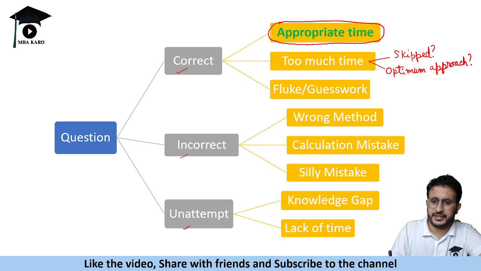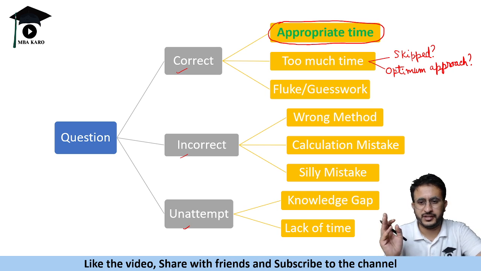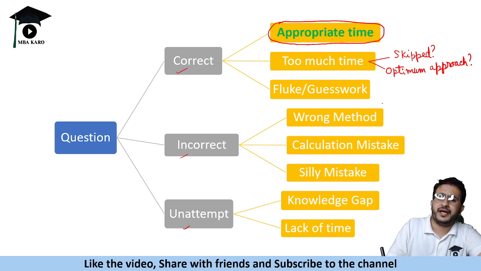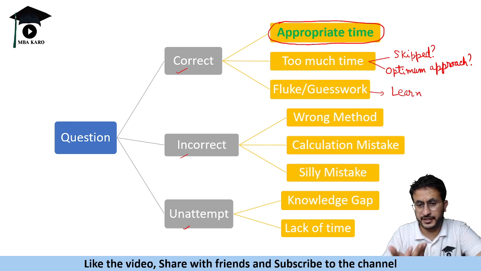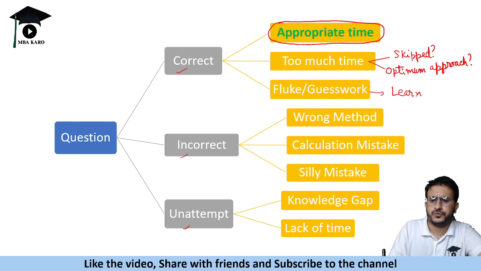If you did a fluke or guesswork, maybe I told you that you should not do guesswork, but let us say you did some guesswork, you eliminated some of the options and got the answer right. Learn how you got it right. Learning is always a continuous process, so we keep learning things. If you did not know, learn how to solve it.